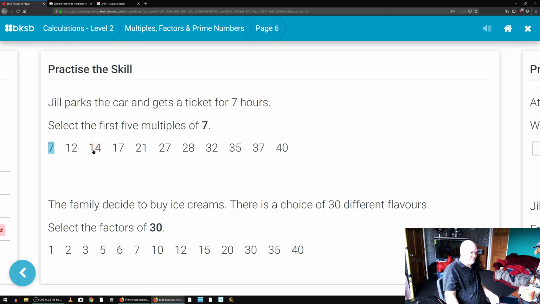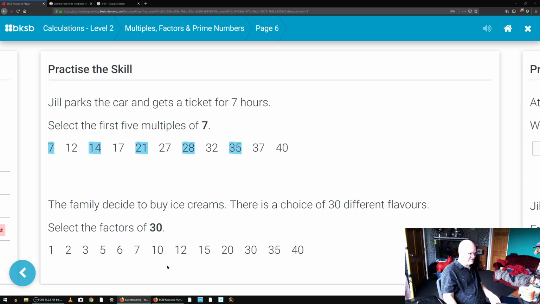So that's 1 7, 2 7s, 3 7s. 28, 35. 1, 2, 3, 4, 5. I can understand that. The family decide to buy. Who cares?